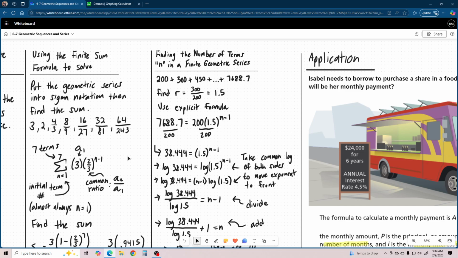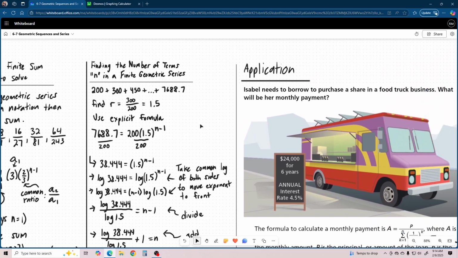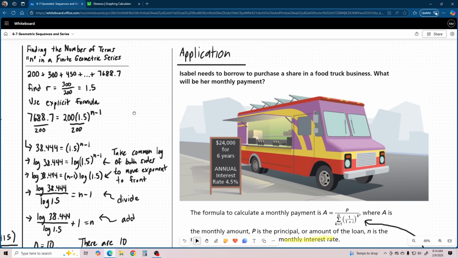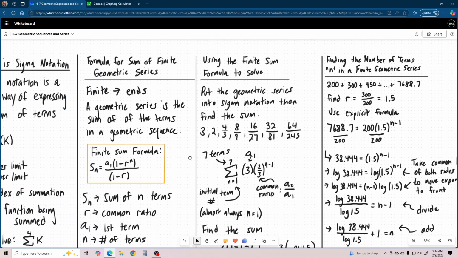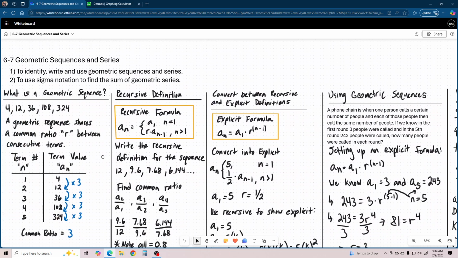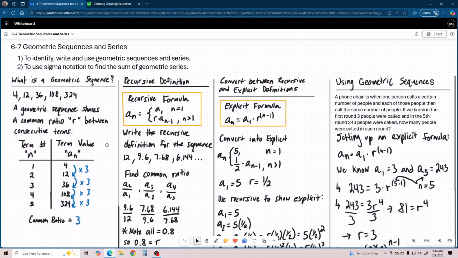And then we just kind of solved a few things, right? We took this finite series, and we found the sum of that. And then we found one where we were looking for n, and we got to use all these really cool logs. And then we found out how much Isabel needs each month to pay for her food truck. So we did apply it to a few problems. This is a very interesting lesson that kind of uses a lot of the math we've learned, but it doesn't really tie to a lot of things. It's kind of its own standalone thing. But we got through it together.